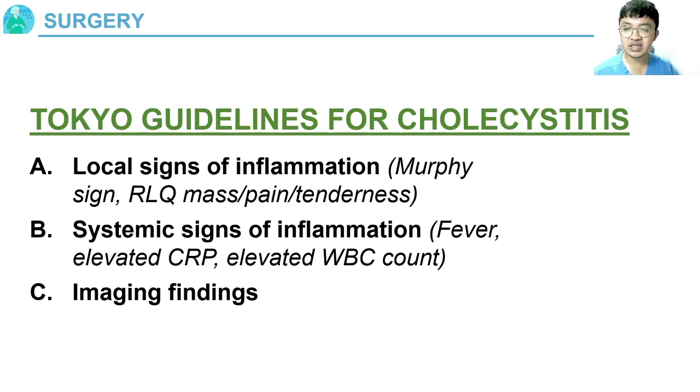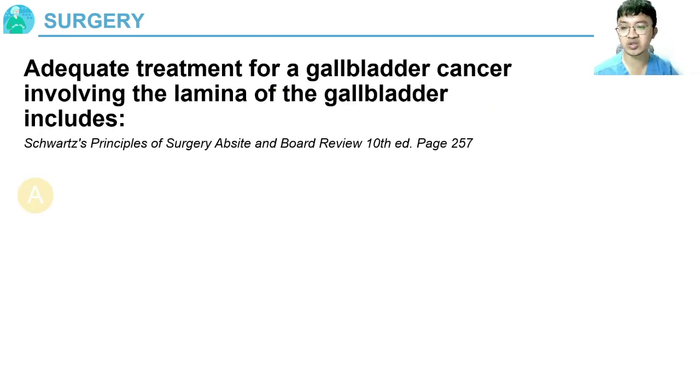For cholecystitis, you have local signs of inflammation such as Murphy sign, RUQ mass, pain or tenderness, and systemic signs of inflammation: fever, elevated CRP, and elevated WBC count, and imaging findings. For cholangitis, still it has imaging findings, but now with obstruction and signs of inflammation. Obstruction by jaundice or other liver profile results which indicate obstruction.